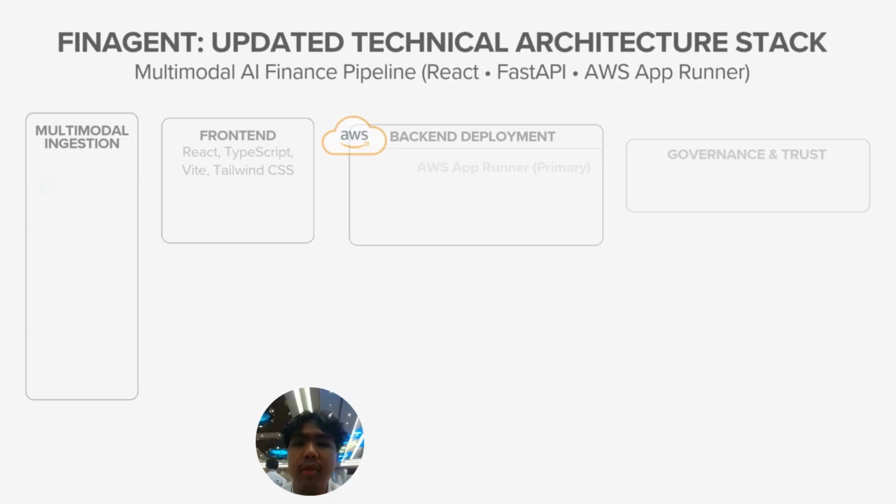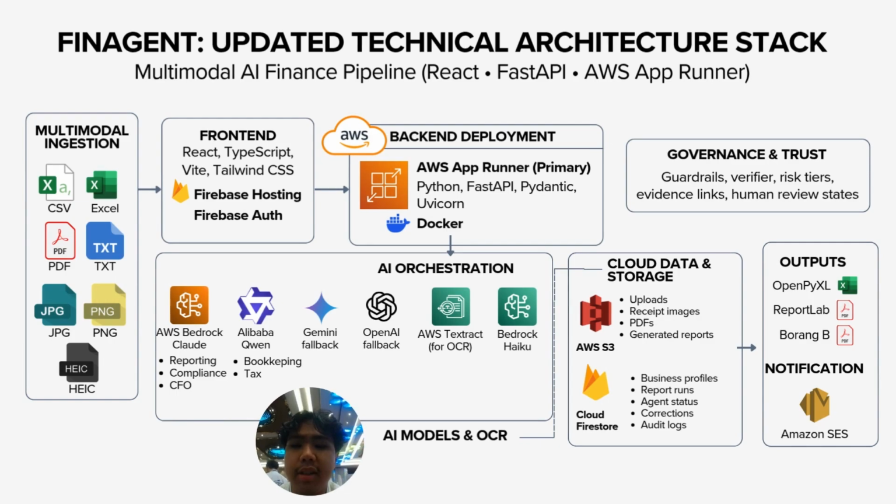Thank you so much. Alright, now moving on to our technical architecture. FinAgent is built as a multi-modal AI finance pipeline. On the left, users can upload different financial documents such as CSV, Excel, PDF, receipts, images, and bank statements. These are handled through our front end, built using React, TypeScript, Vite, and Tailwind CSS, with Firebase hosting and Firebase authentication for fast deployment and secure user login. The back end is deployed mainly on AWS App Runner using Python, FastAPI, Pydantic, Uvicorn, and Docker. This allows our system to scale efficiently and remain easy to deploy during the hackathon.